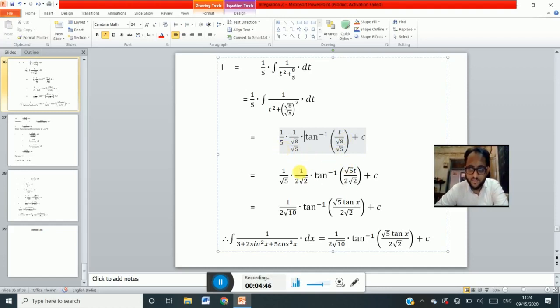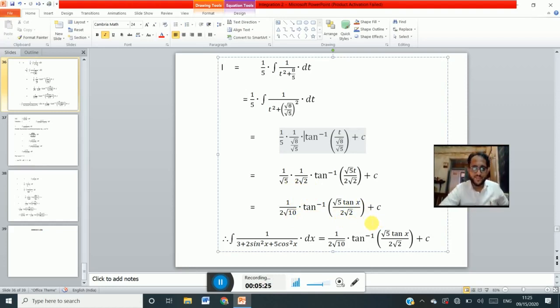Okay, now root 8 is nothing but 2 root 2, because 8 is 4 into 2, and root 4 is 2, so 2 root 2 is nothing but root 8. So 1 upon root 5 into 1 upon 2 root 2 tan inverse, here the denominator of the denominator is numerator, so root 5 into t upon 2 root 2, plus c. And finally what we get: root 5 into root 2 is root 10, so 1 upon 2 root 10 tan inverse root 5 into tan x upon 2 root 2, plus c. This should be the final answer in this case.